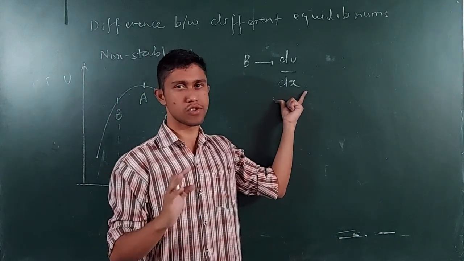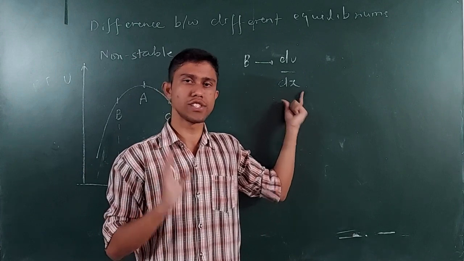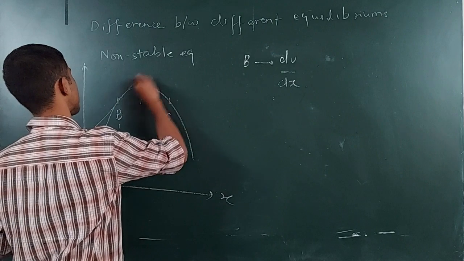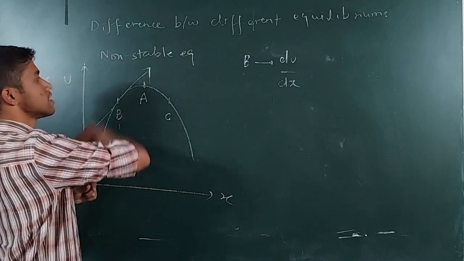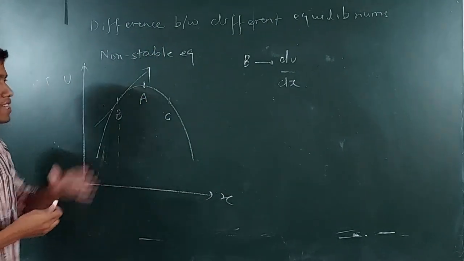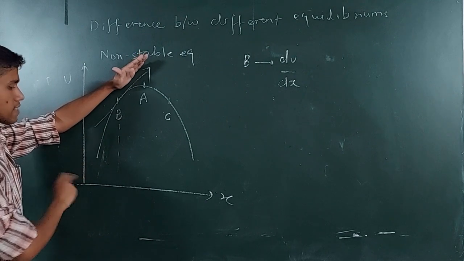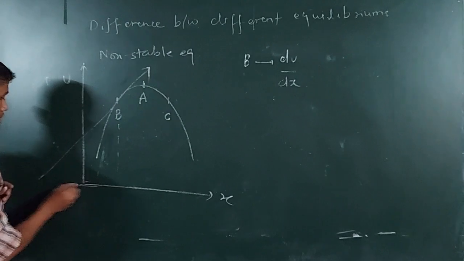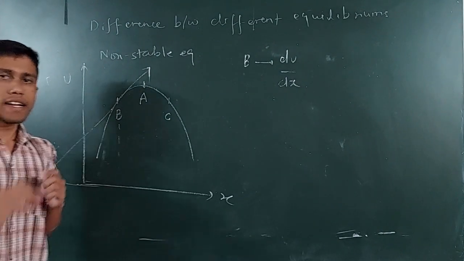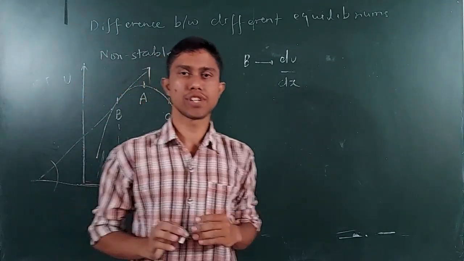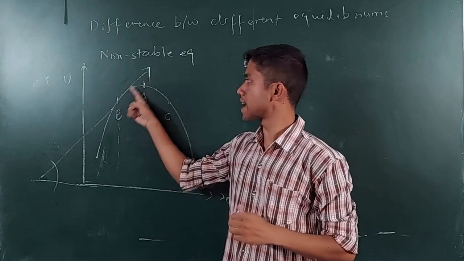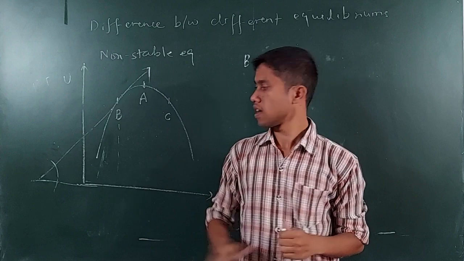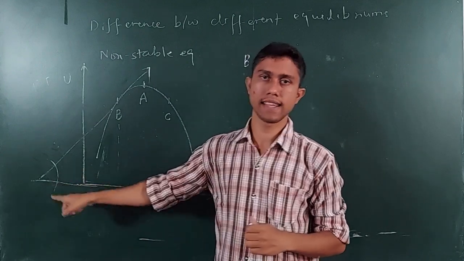Du by dx is slope. How to find slope? Take a tangent. So at point B, whenever I take a tangent, it will be in this direction. The tangent is in this direction and the x-axis is in this direction. If I extrapolate the line backwards, I can say that this tangent at point B is making an acute angle. It is less than 90 degrees.